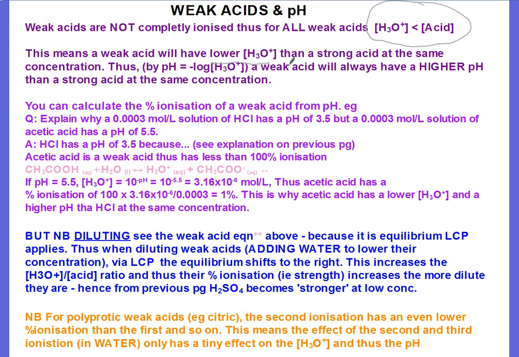That's because pH is minus log H3O plus. A weak acid will always have a higher pH than a strong acid at the same concentration. And you can actually calculate the percent ionization of a weak acid if you know the pH. So here's an example question to talk about that.